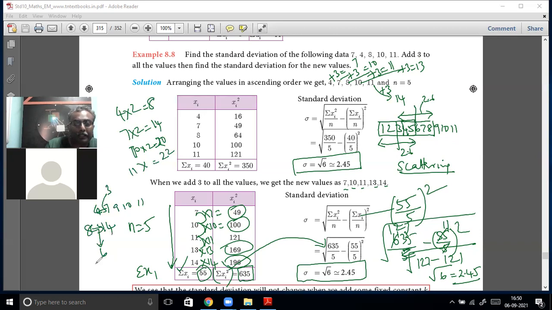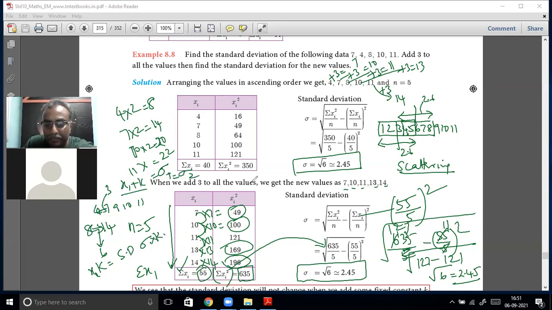So when you multiply every number x of i by k, then standard deviation will also be multiplied by k. But if you only add, x of i plus k, standard deviation will not change. It will remain the same. Sigma 1 will always be equal to sigma 2. It will not change. Do you understand this thing? Yes, sir. It's a very important lesson. I'm going to put this in your WhatsApp now.